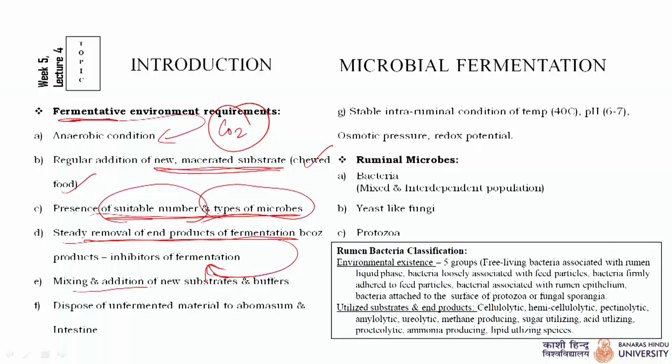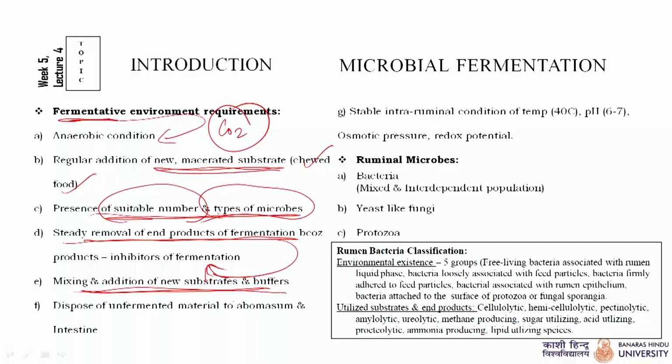Then the mixing and addition of new substrates and the buffers. I told this in terms of volatile fatty acids as well as in terms of the substrates. In both cases, they have to be eliminated at regular intervals or moved from the rumen to the next compartment. Otherwise, the space is not sufficient, so the new products or the new substrates may not be digested properly. The enzymes may not act.